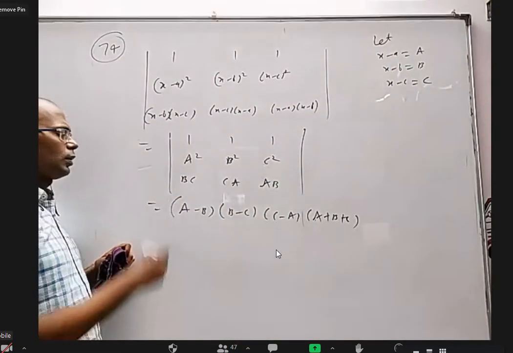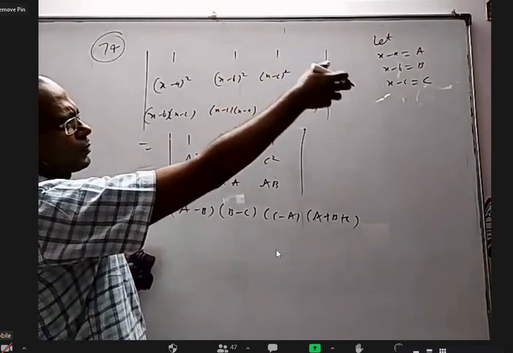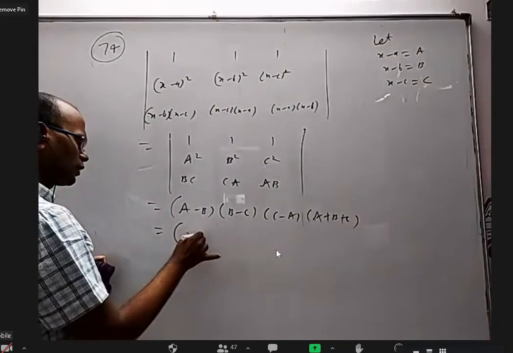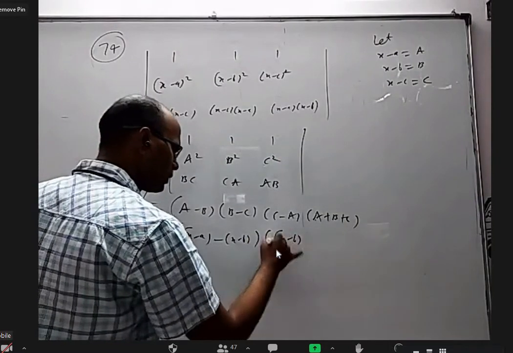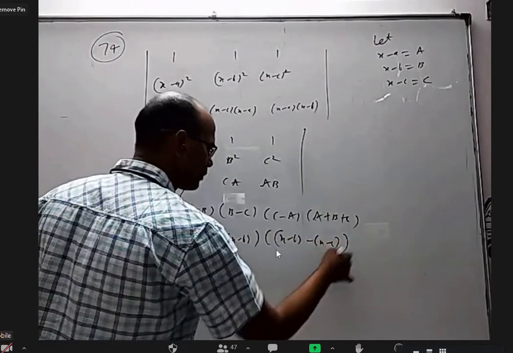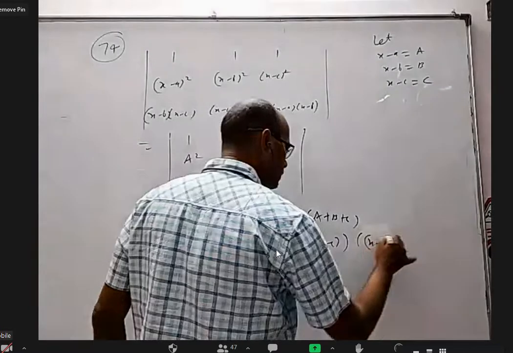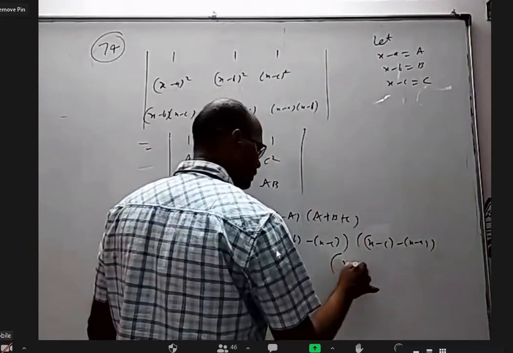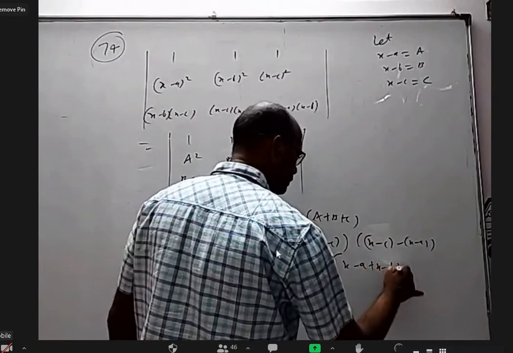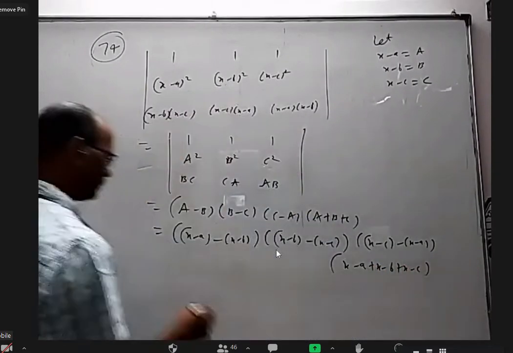Yes, sir. Now you write capital A, capital B and so on as their expressions, and see what happens. A minus B will become (x minus a) minus (x minus b). B minus C will become (x minus b) minus (x minus c). C minus A will become (x minus c) minus (x minus a). A plus B plus C will become (x minus a) plus (x minus b) plus (x minus c).